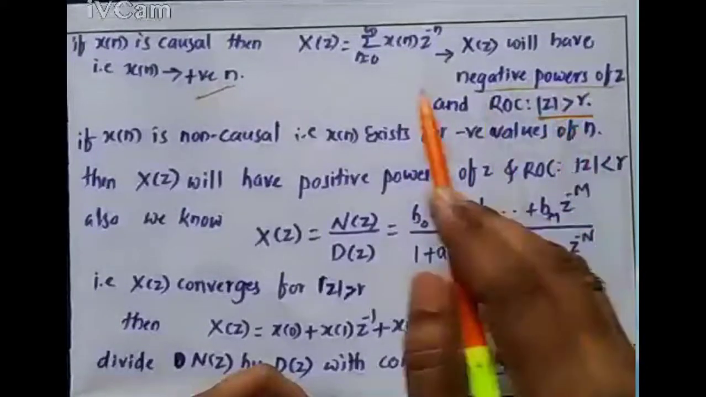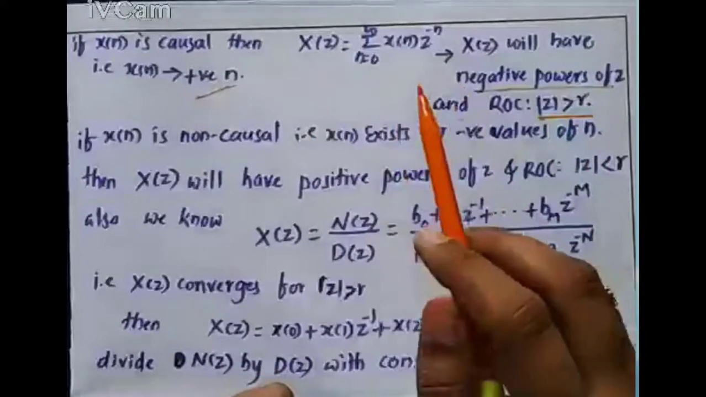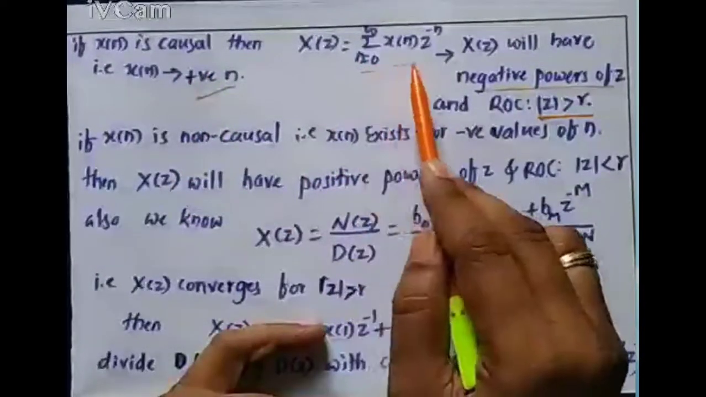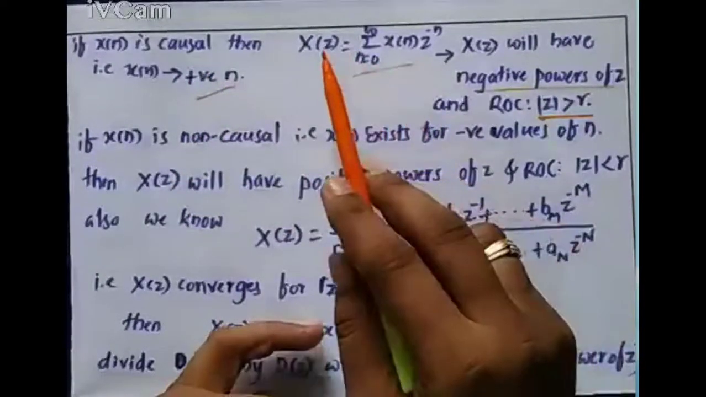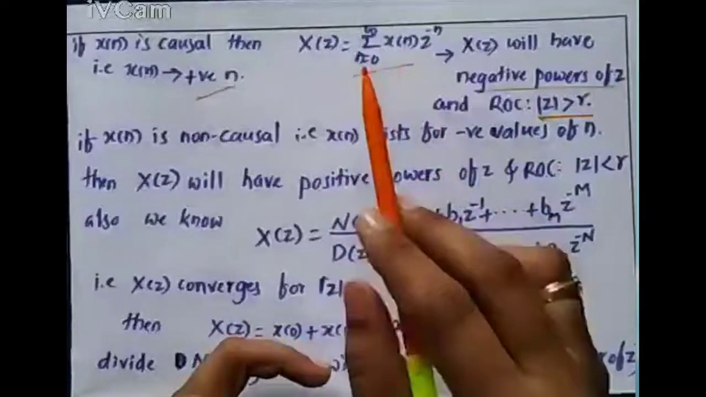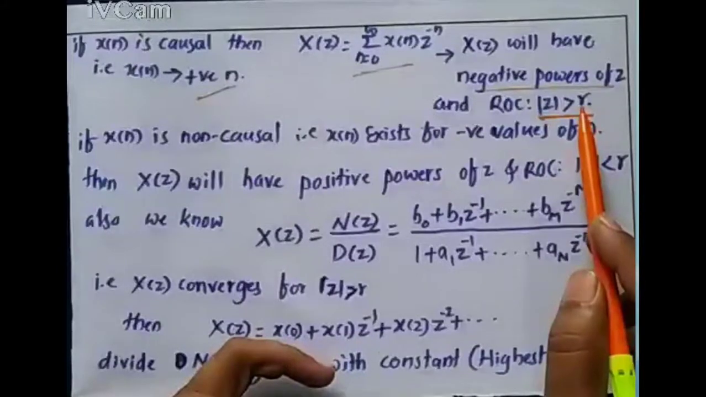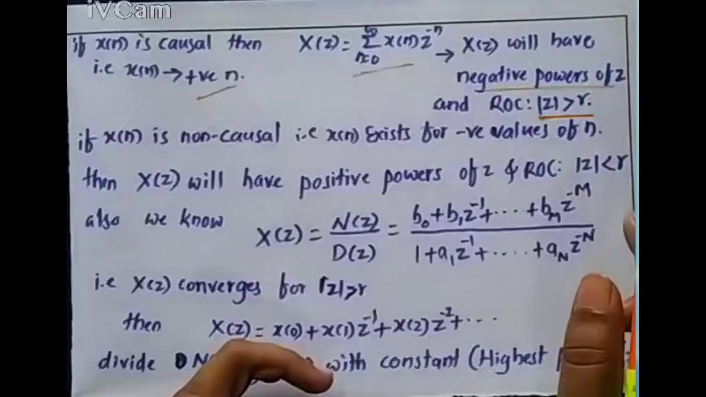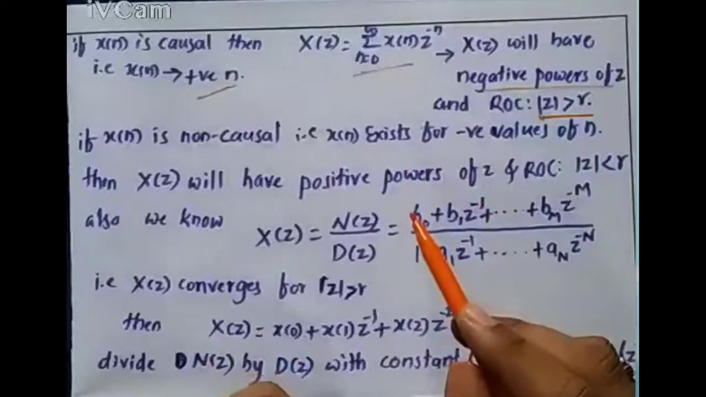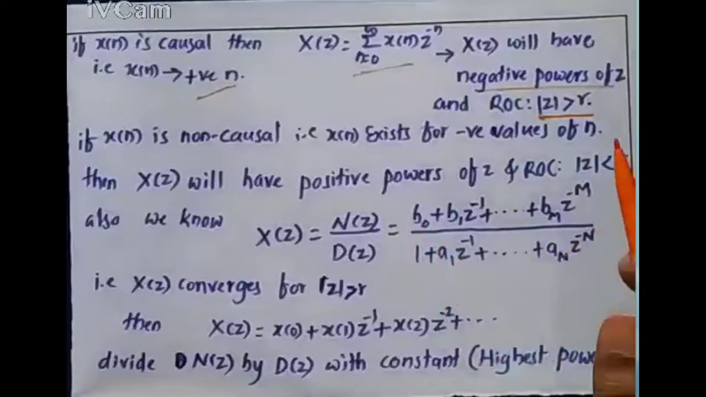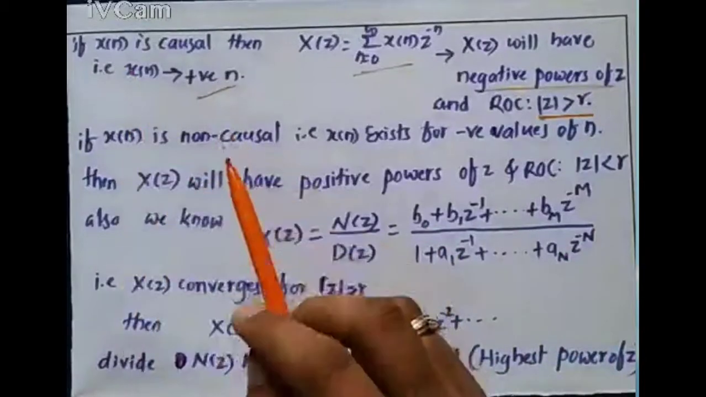So x of z for the causal sequence will be in this manner, and the ROC for the given x of z will be z is greater than r, where r could be the radius of the circular or ring-like structure that will form in the z domain or z plane. So that is for the causal sequence.